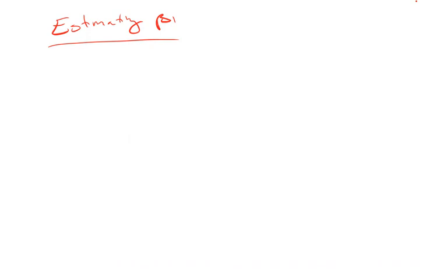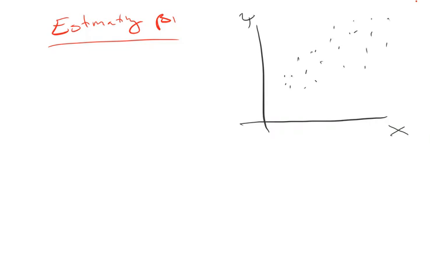Let's take a data set. Here's x, here's y, and let's put some points on it. Okay. So what we're trying to do is find a way to understand how related the x variable is to the y variable, right? That's what we're trying to do here. So how are we going to do that?